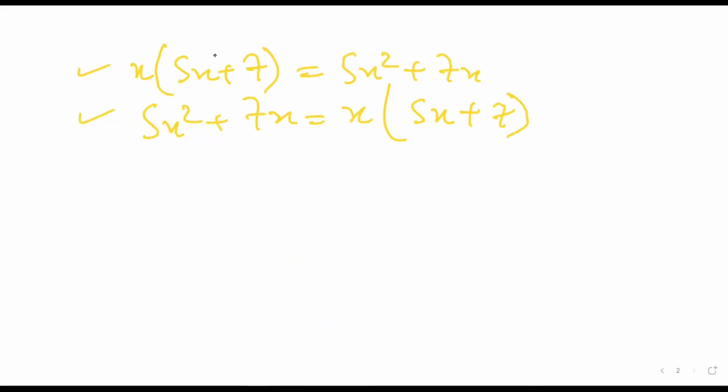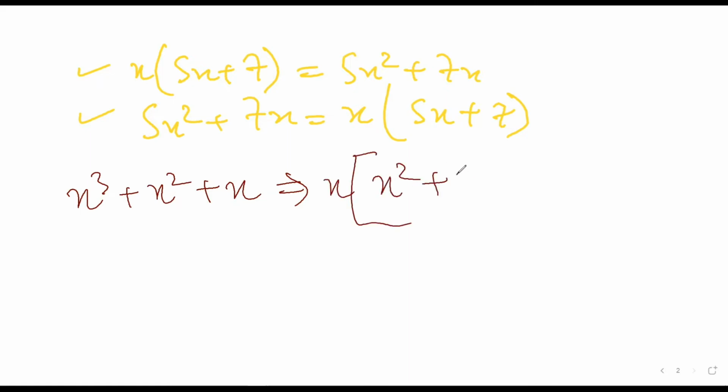So let us take a few more examples. Let me take x cube plus x squared plus x. What will be the common factor? X. x will be the common factor. So inside, what will remain? X square plus x plus 1. Mr. Sarthak, any doubt? No, sir.